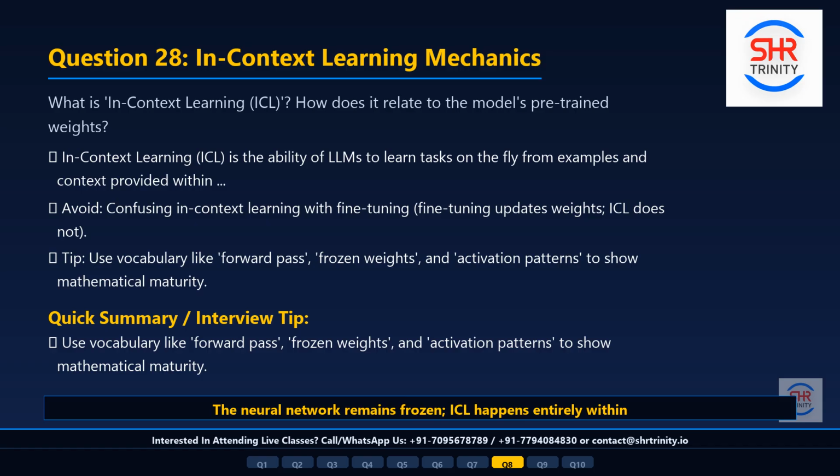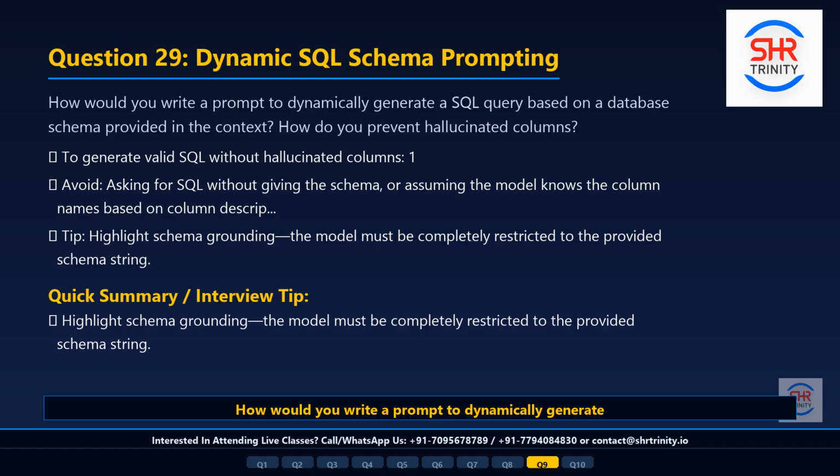Question 29. How would you write a prompt to dynamically generate a SQL query based on a database schema provided in the context? How do you prevent hallucinated columns? To generate valid SQL without hallucinated columns, 1. I feed the exact DDL schema, table structure, column names, data types, inside a schema tag. 2. I write a strict constraint: use only the columns listed in the schema. Do not invent columns. If you need a column that is not present, raise an error comment in the SQL.